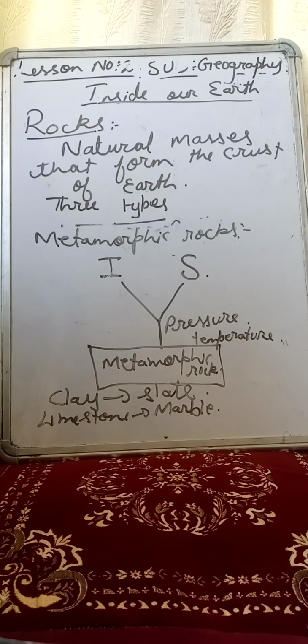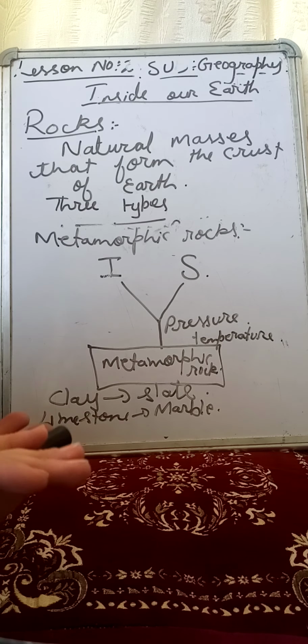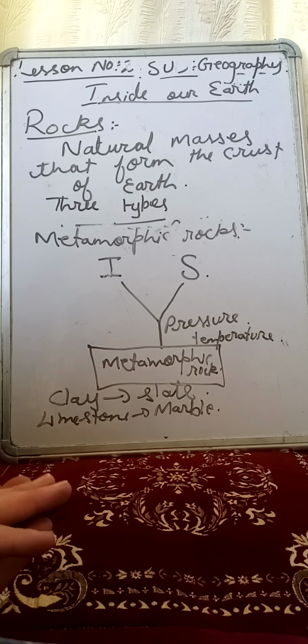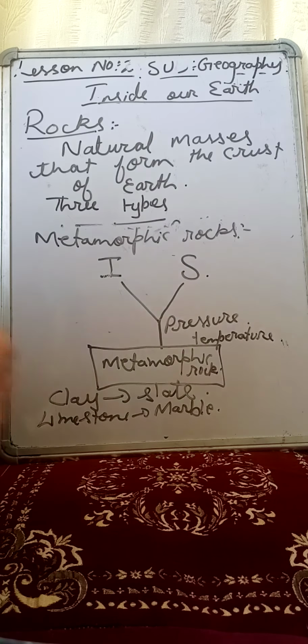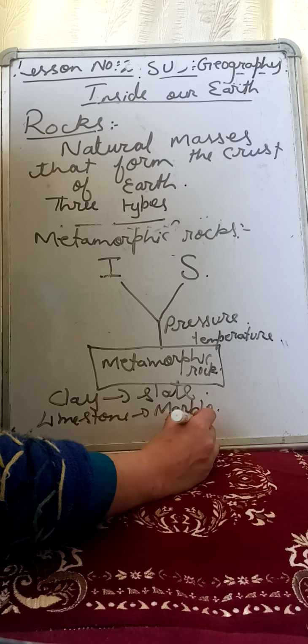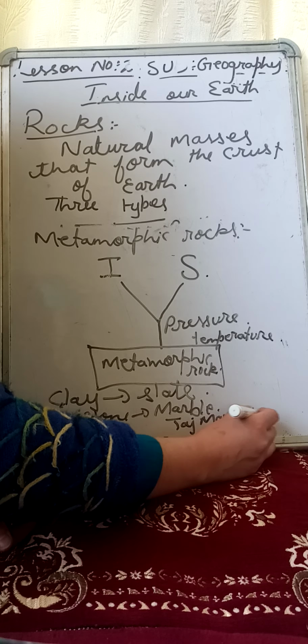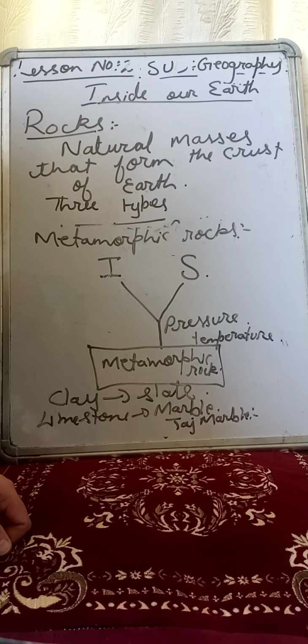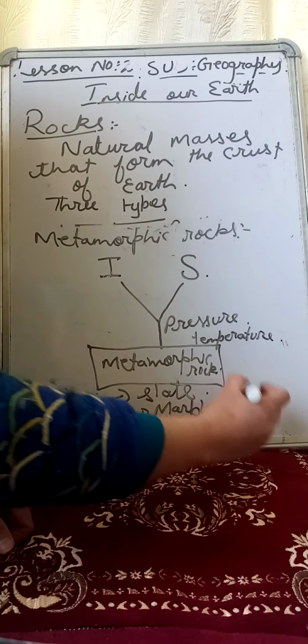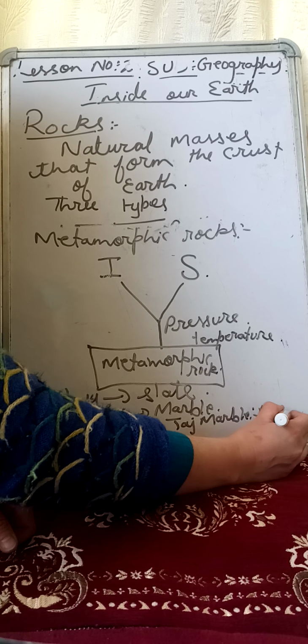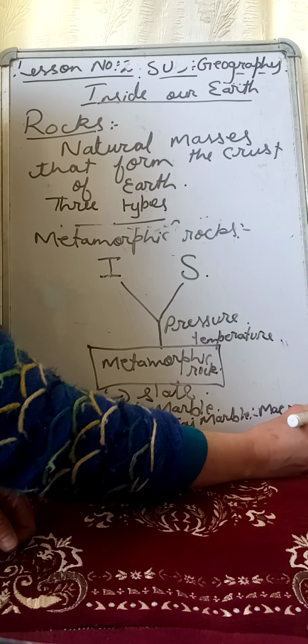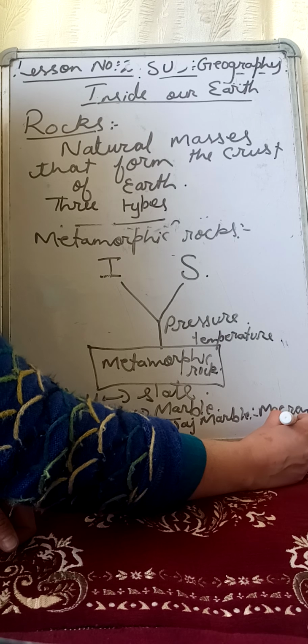Do you know anything made from marble? Yes, our verandas have marble over them, our stairs have marble over them, right? We have a famous monument, that is the Taj Mahal. It's made from white marble. Do you know from where we got that marble? Those marbles were collected from Makrana. Makrana is a place in Rajasthan.